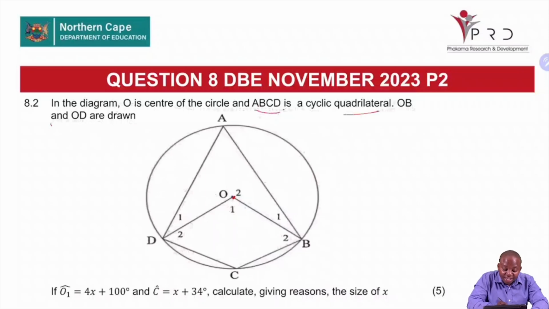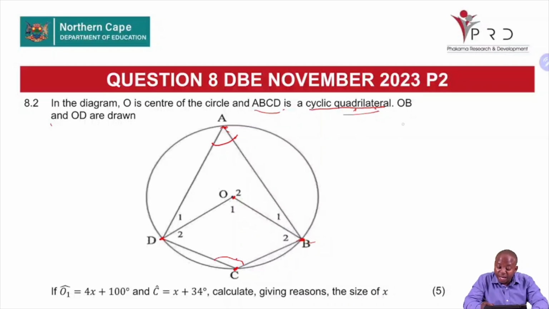So, we are told that ABCD is a cyclic quad. The moment they tell us this, all the properties of a cyclic quad come into play. Which ones? Opposite angles are supplementary. So we know that angle A plus angle C are supplementary, they add up to 180. And angle D plus angle B add up to 180.